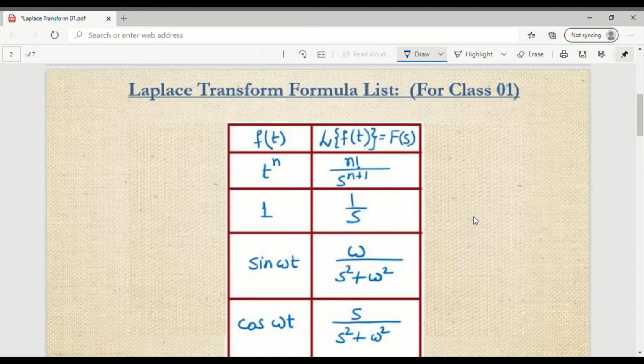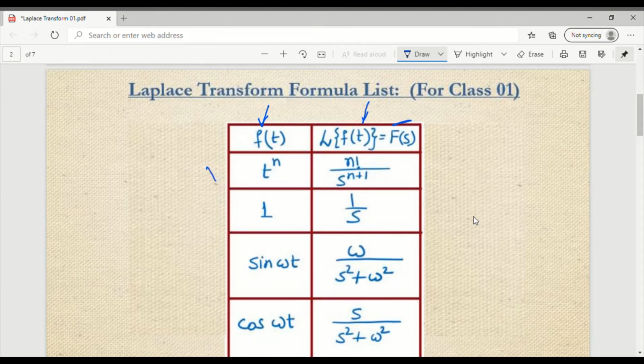So what we have done here: this table says that the first column is the function in time domain, and the second column is the function in frequency domain, the Laplace domain or S domain, which is the Laplace transform of that function.